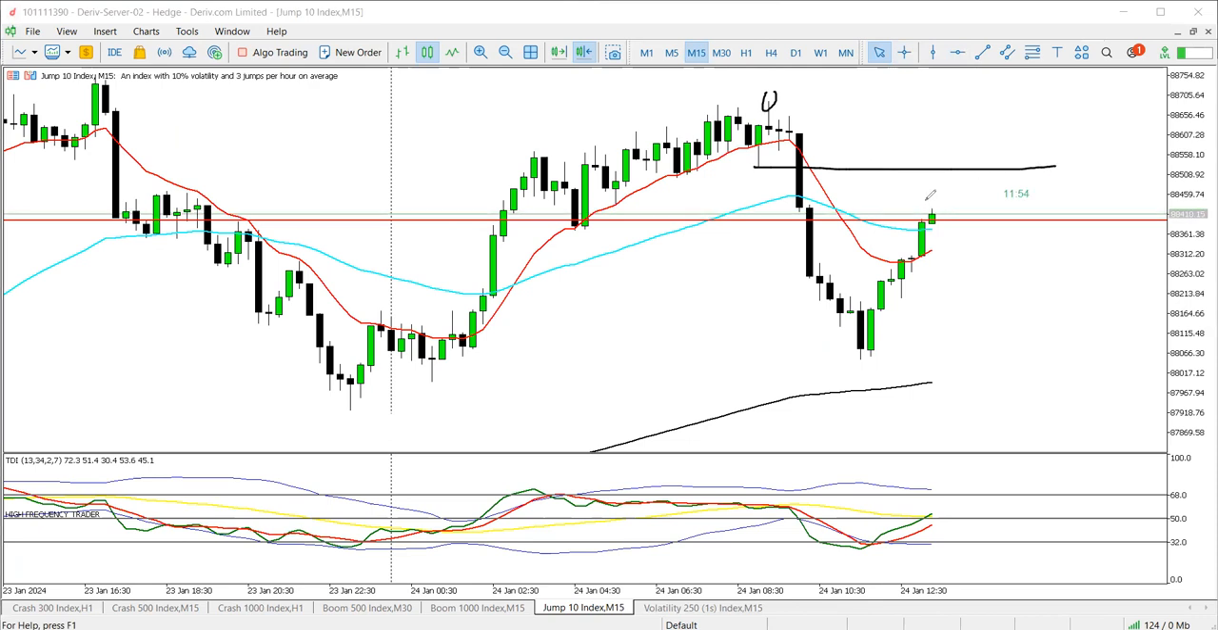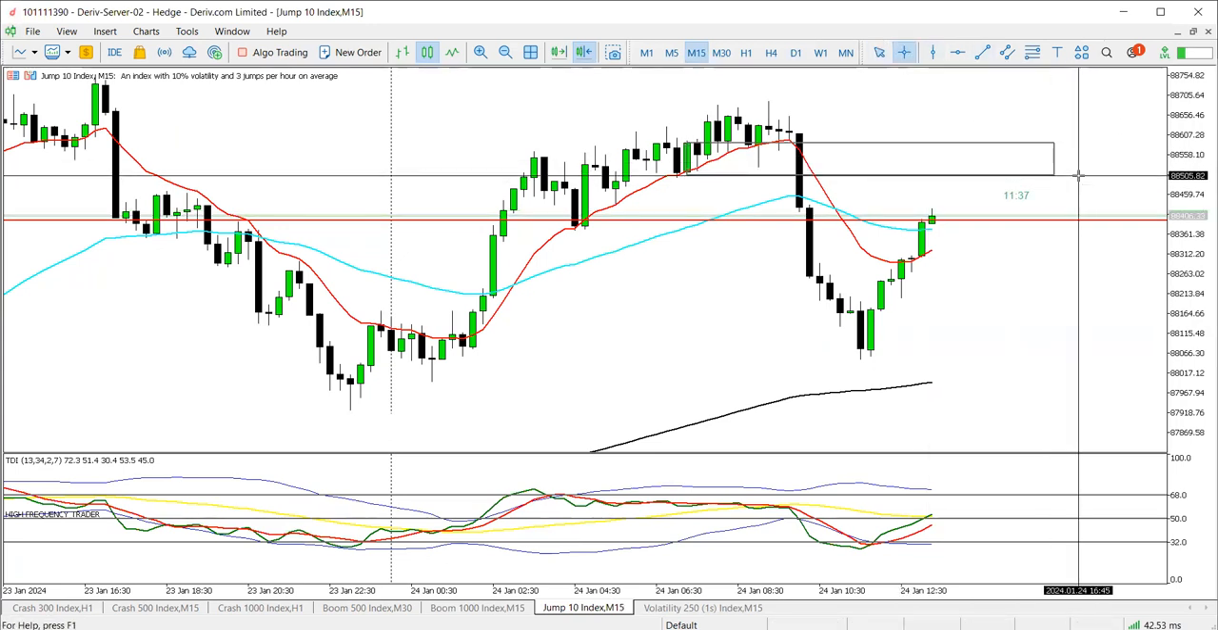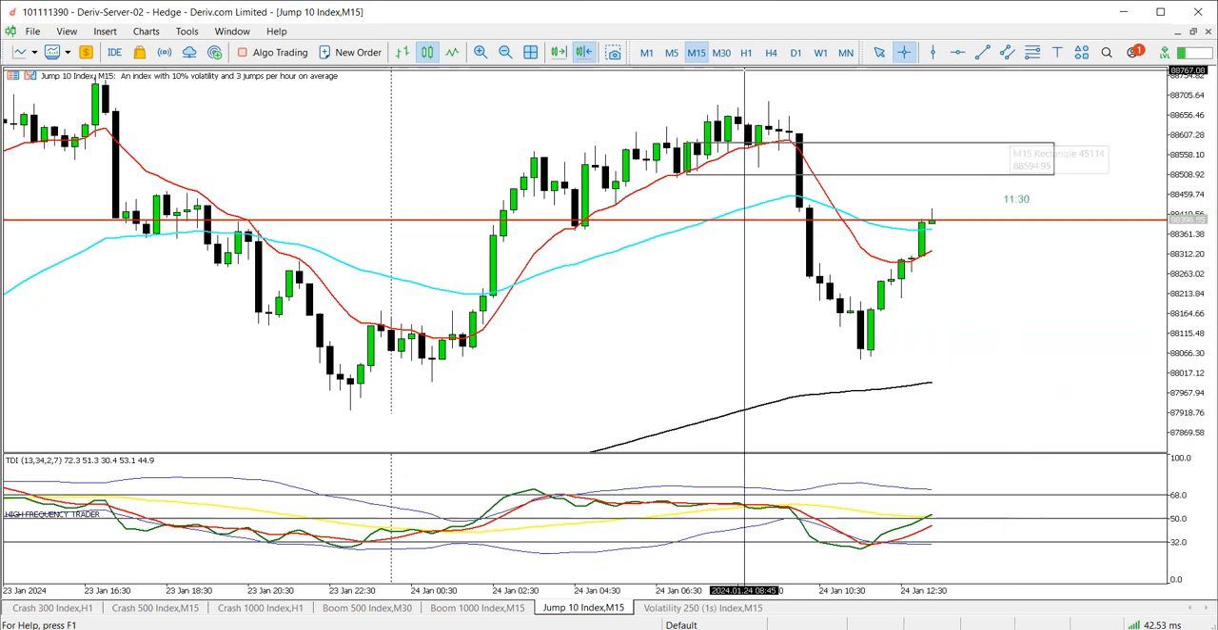So price can still challenge this level, then actually drop. So if you are trading J10, you can just mark that level. It's on M15, and you want to mark this zone here, which is around 88,505 to 88,600.